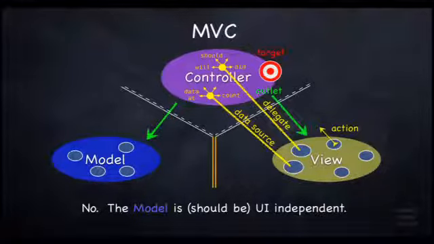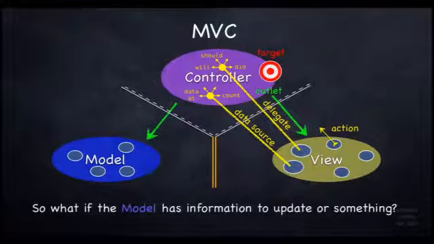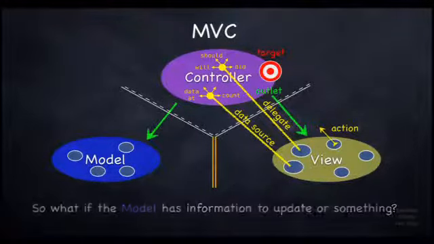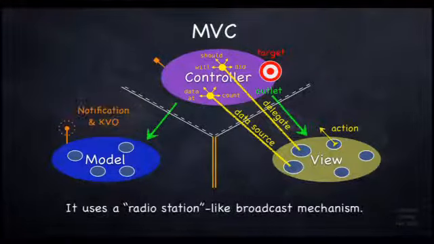However, sometimes things change in the model. A spaceship moves, or it gets blown up, or something else changes. A new player joins the game. So what happens? How do we let the controller know, or let the UI of the model know that things have changed? Well, the SDK provides a mechanism which I describe as kind of like a radio station. It's called notification, and there's another mechanism called KVO, key value observing.